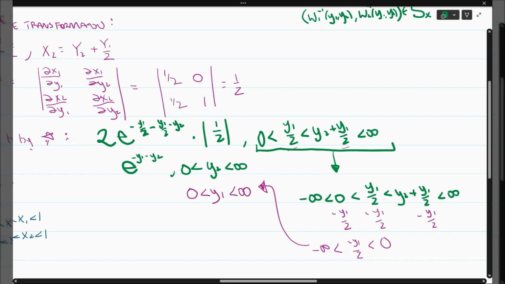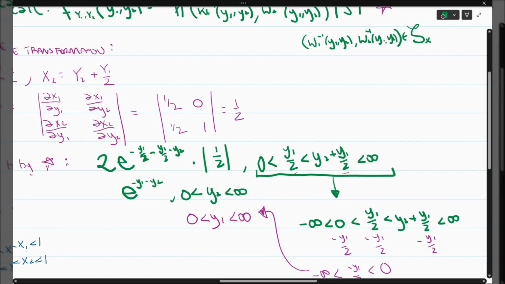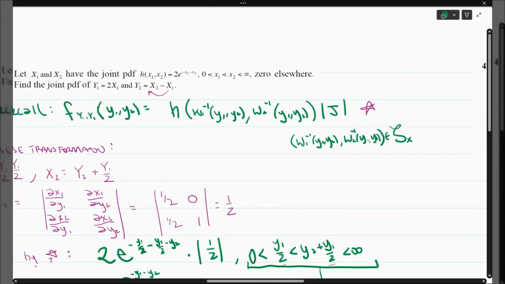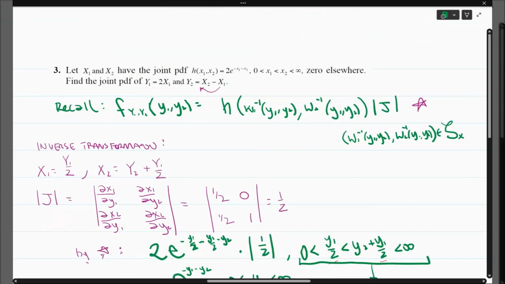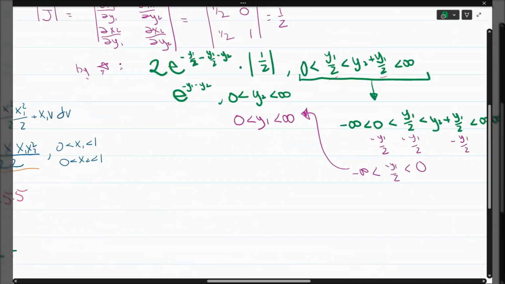Okay, so this is the product of two independent exponential one random variables, whereas we started with two dependent random variables initially. Alrighty, from a triangular to a rectangular support. And that solves the problem.